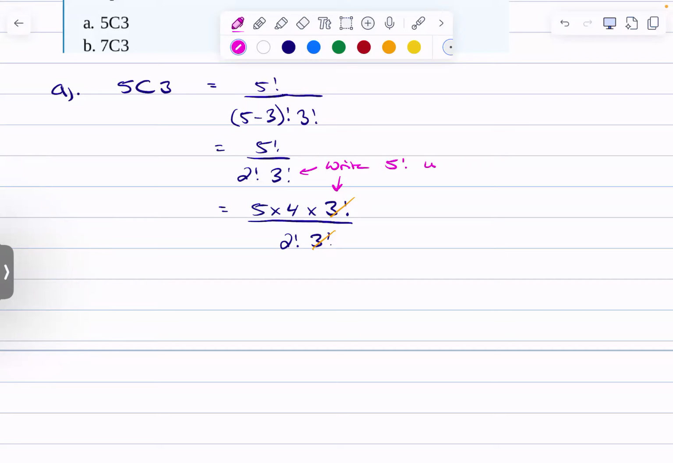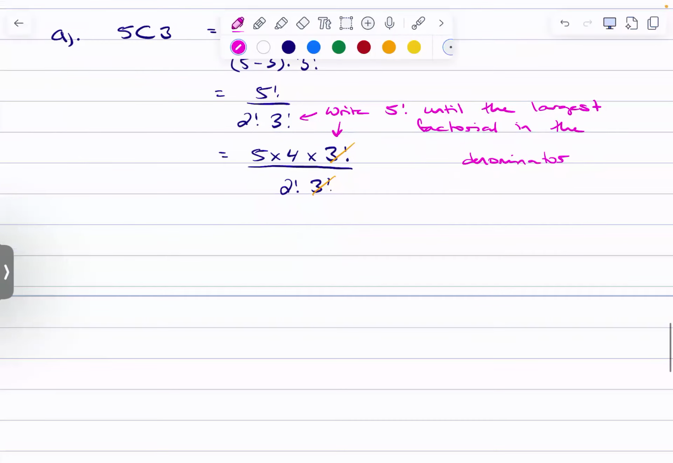So write 5 factorial until the largest factorial in the denominator. And then cancel. We're allowed to cancel because we're multiplying. Score. Now, all of a sudden, this is relatively simple, right? 5 times 4 divided by 2 times 1, just as a reminder. 5 times 4 is 20, divided by 2, puts me at 10.